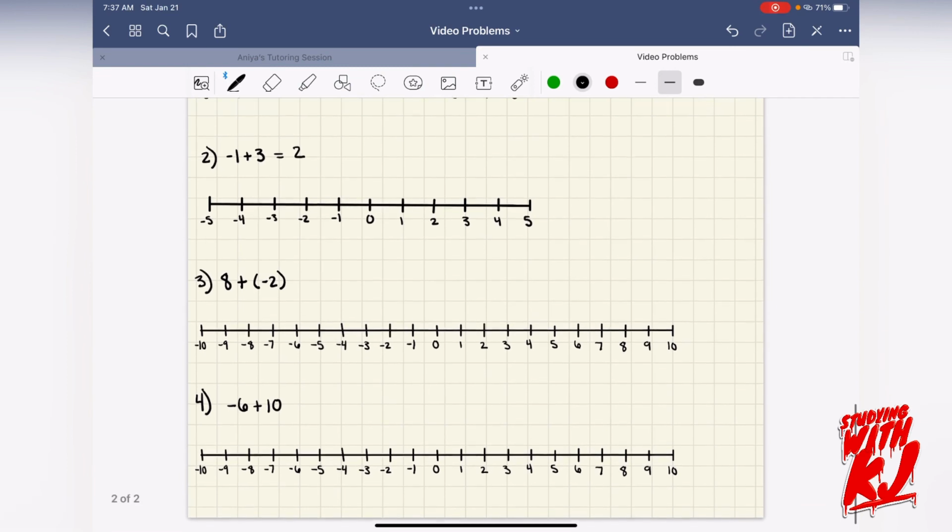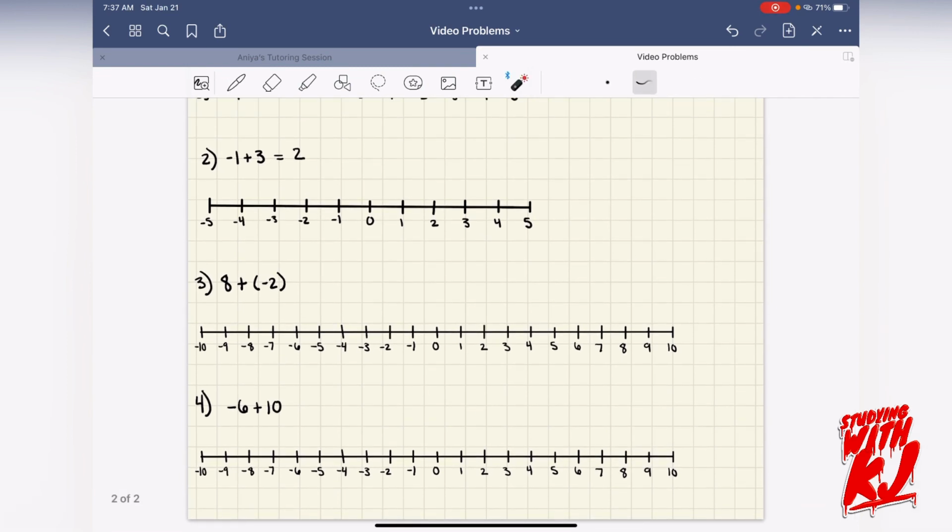So now let's go on to number 3. Number 3 says 8 plus negative 2. So we start at 8, right? And it's adding negative 2. So that means we go to the left of the number line 2 times. So 1, 2. And when we do that, we land at 6. So that means that 8 plus negative 2 is equal to 6.